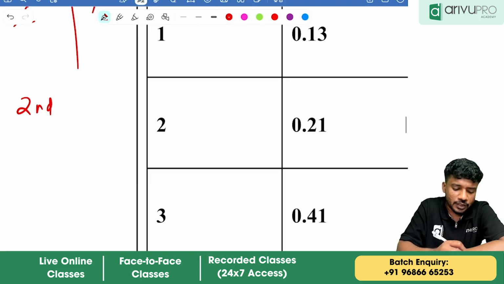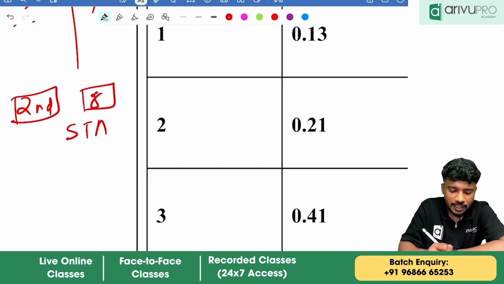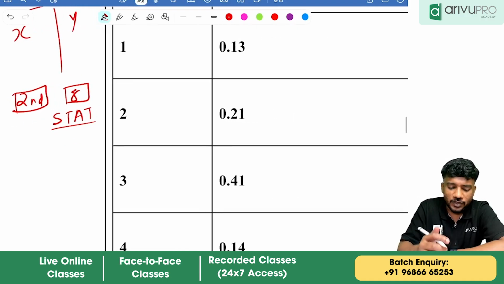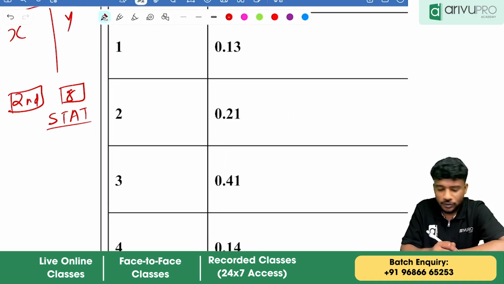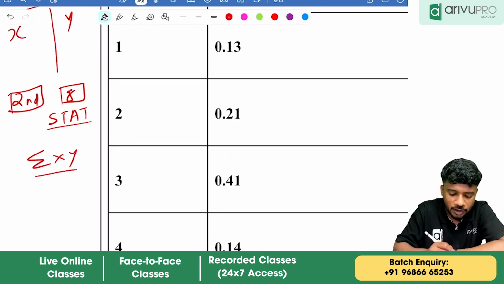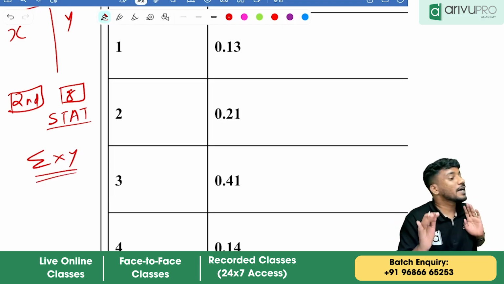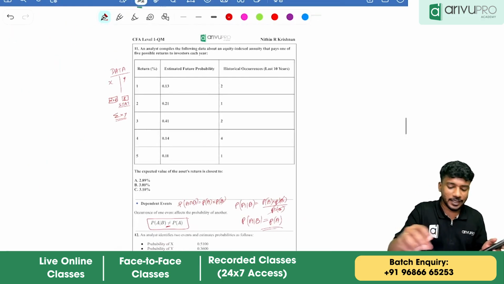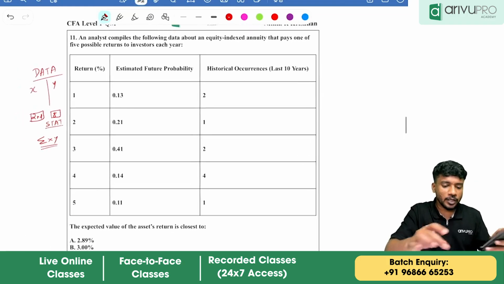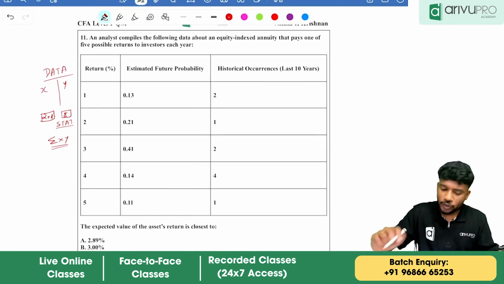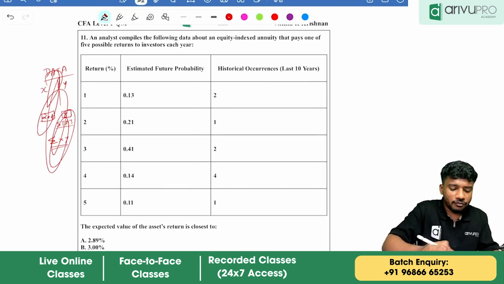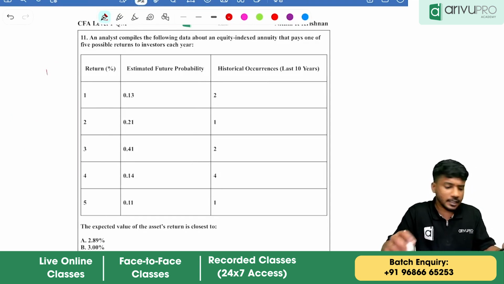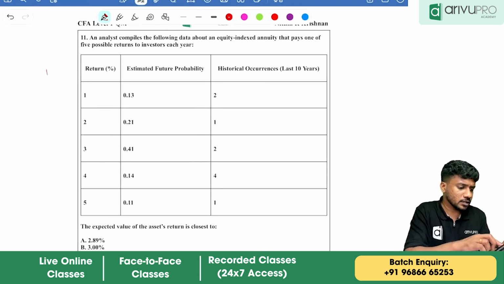Then we will click second and 8 so that we are going to the stat button. At the stat button, we are going to see sigma xy. Whatever is the sigma xy value, that's our expected output. Okay, expected income or expected value. Now everyone, you can try. Then I'll show you with the calculator itself in a few minutes. I'll give you 2 minutes to answer this.